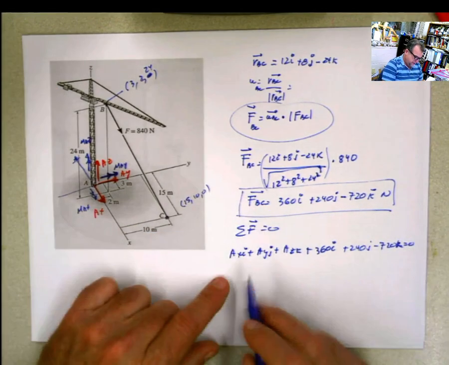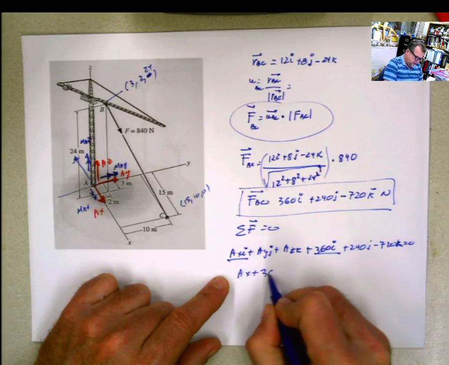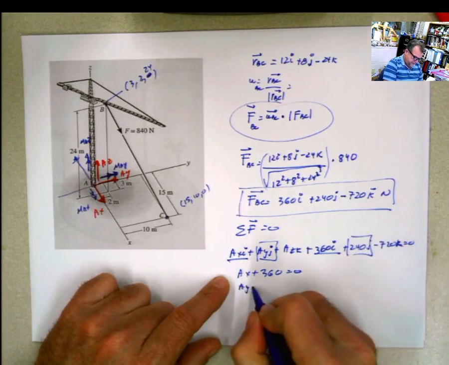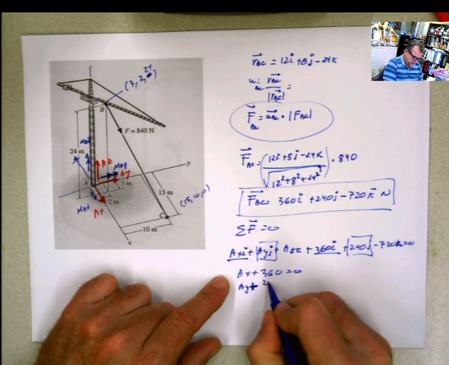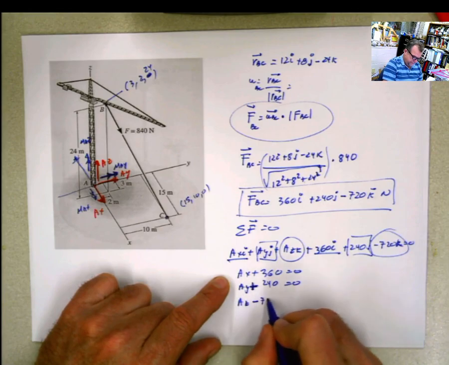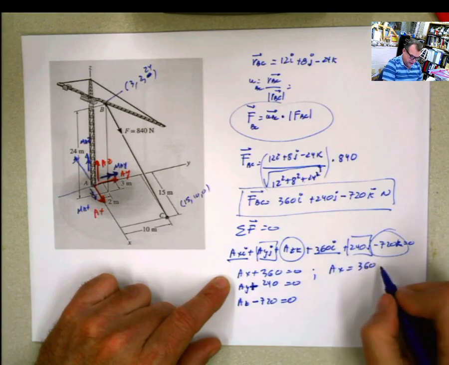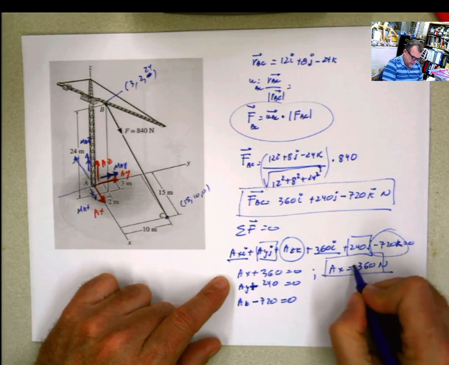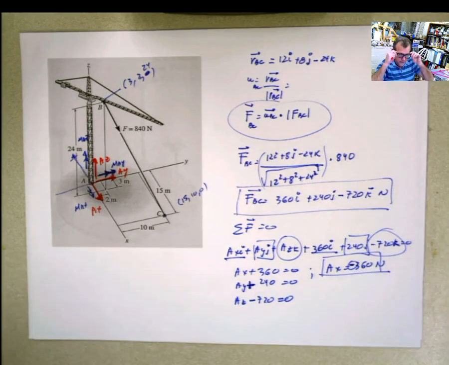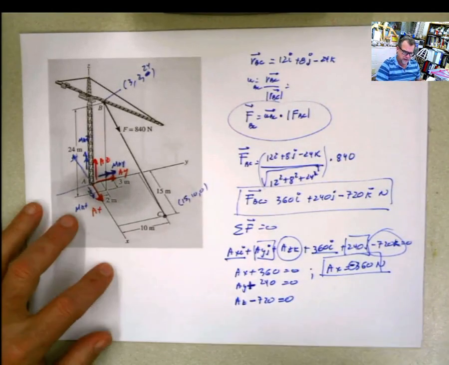Now from here I can use everything in i. Ax plus 360 has to be 0, and Ay plus 240, not j anymore, I don't need j, has to be 0, and Az minus 720 has to be 0, which tells me the reaction in X is negative 360 Newton. What does this negative mean?